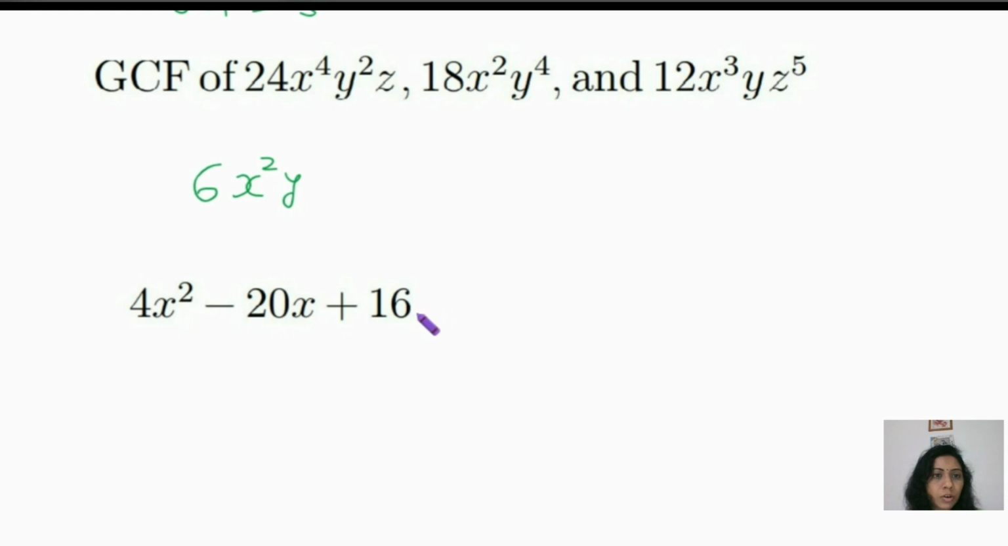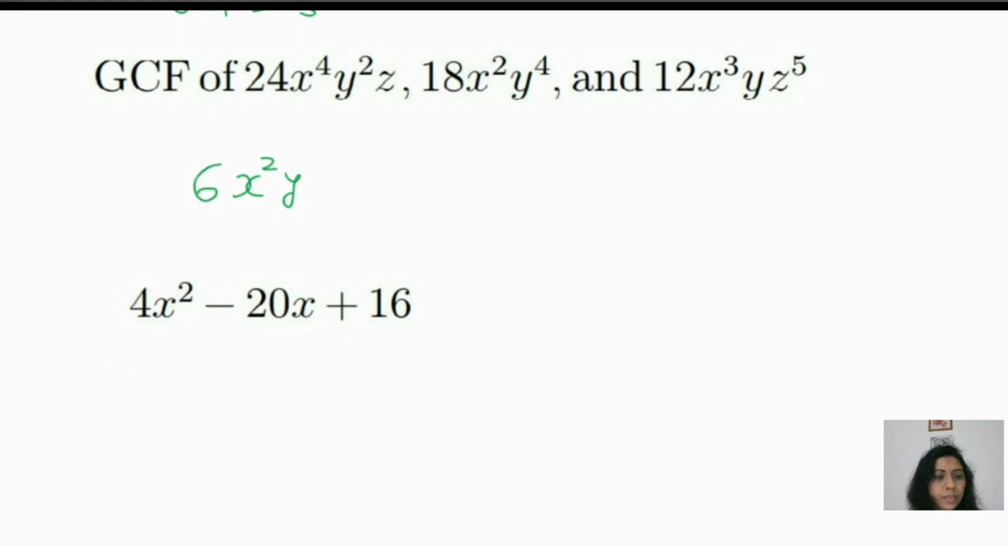So what is the greatest common factor here? GCF. Here no x, here x to the power 1, here x squared. It means we can't take out x, right? Here no x, it means actually x to the power 0, so we cannot take common x. But here 4, minus 20 and 16, so here we can take the greatest common factor 4, right?